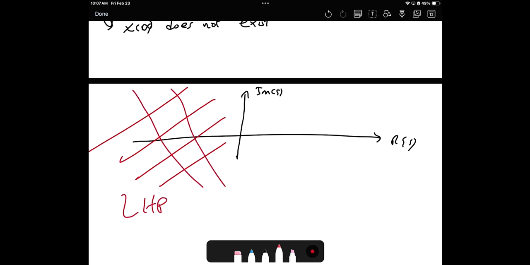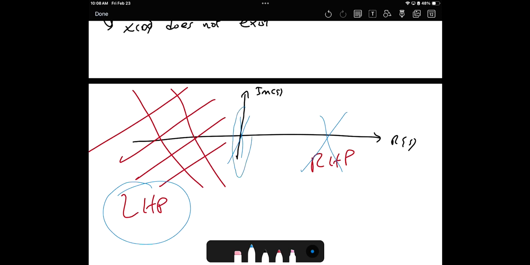LHP, left half plane, and this is RHP, right half plane. Our target is to be here, not outside. That's the overall thought: to make sure everything is in the left half plane. The right half plane is not correct, and the imaginary axis is also not correct. We want to avoid these two areas.